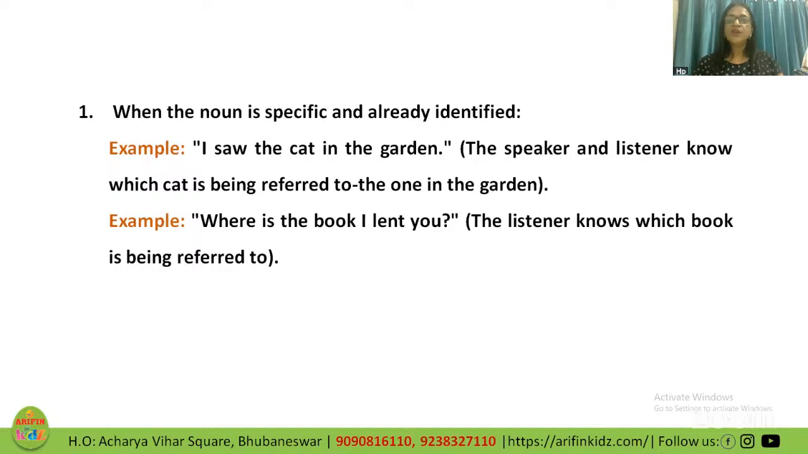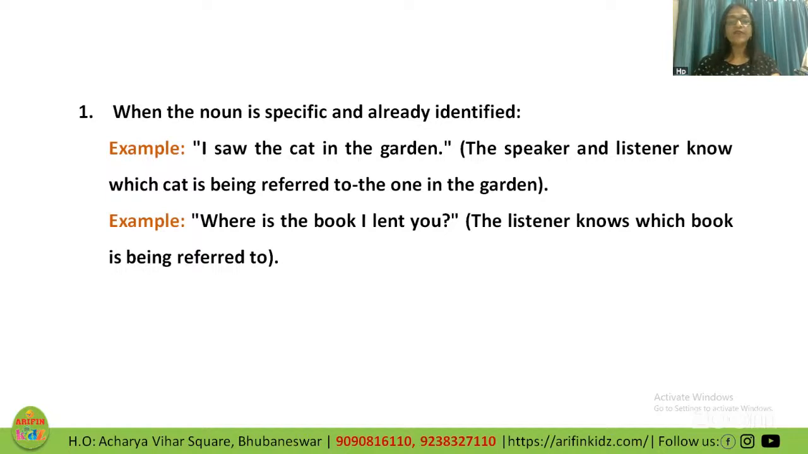Example: "Where is the book I lent you?" So the book which I had given to you, okay? Like, where is that book? We are talking about the particular book which I lent you. Understand? So here, "where is the book I lent you" means where is the book which I had given you. We are talking about that particular book. So it is "where is the book".